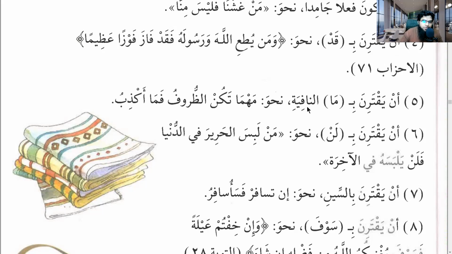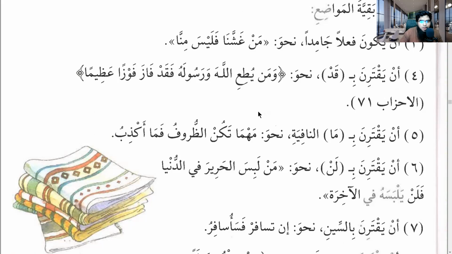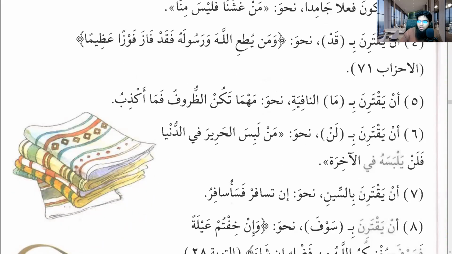So if ma comes, then also use fa. So you can remember faqad, fama, faqad, fama. Mahma takunu dhurufu. However, the circumstances are. Zarf also means circumstance. Zarf also means envelope. Zarf grammatically also means adverb of time and place. Zarfu zaman wa makan. So dhuruf here means circumstances, situations. So mahma takun dhuruf, whatever the situations are, fama akdhibu, I will not lie. Or I'm not lying. Fama akdhibu. Kadhaba yakdhibu is to lie. Mahma takun dhurufu, whatever the situations be, I will not lie.